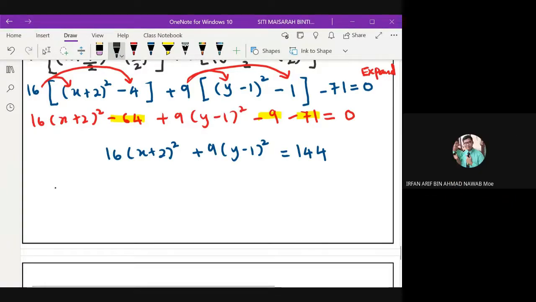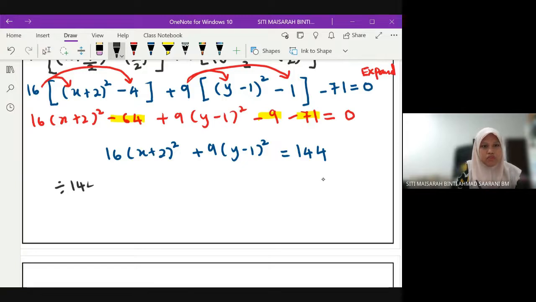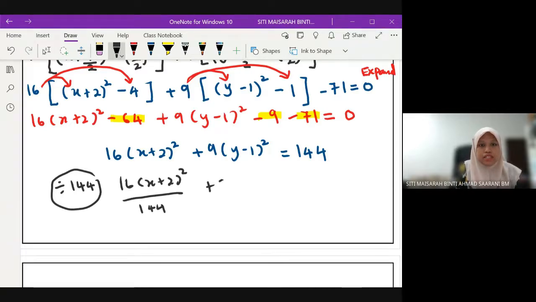Bahagi 1/4 je. Bahagi dengan 144. So jadi now kita bahagikan semua tempat ni dengan 144. So then 16x plus 2 square over 144 plus 9y minus 1 square over 144 equals to 144 divided by 144. So yang ni equals to 1 clearly. Yang depan ni awak kena kira lah.